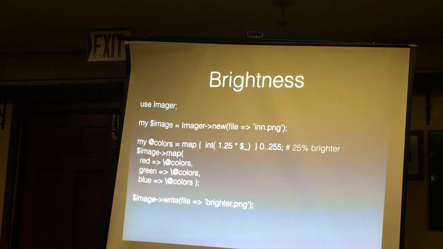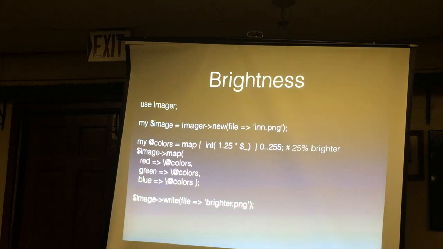So what we're doing here is, again, we're loading in our in file. So that's a very standard thing, easy to do. And then we create our color map. That's the one line right there. Colors equals map int 1.25. So can anybody describe to me what is going on there? What am I doing with that map function right now?